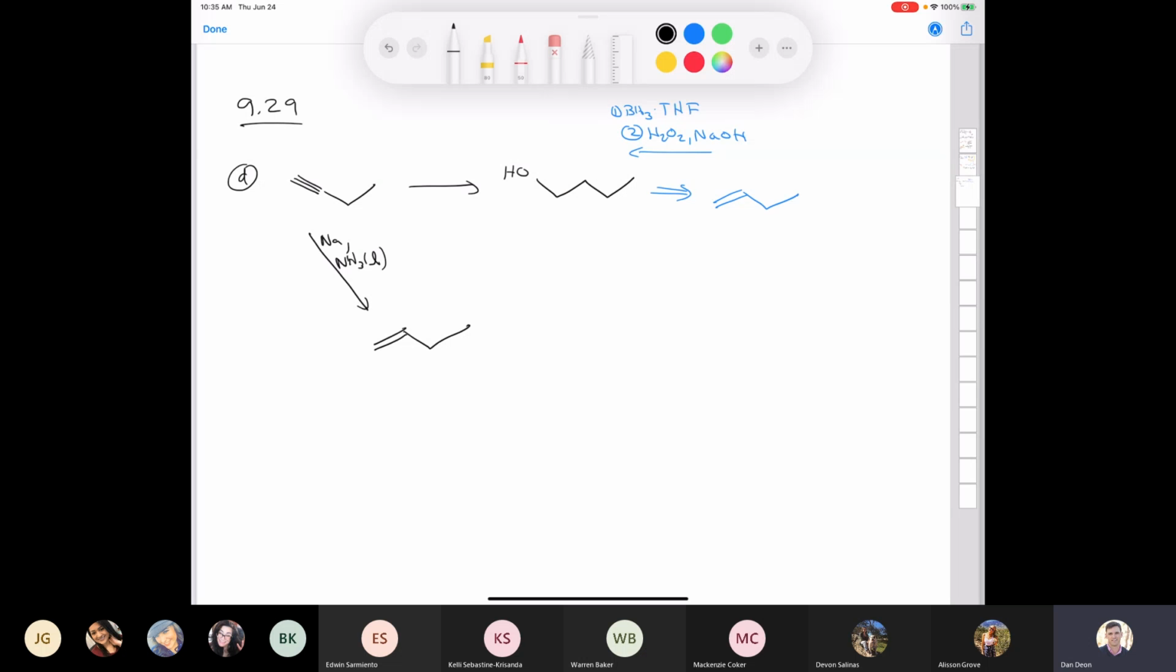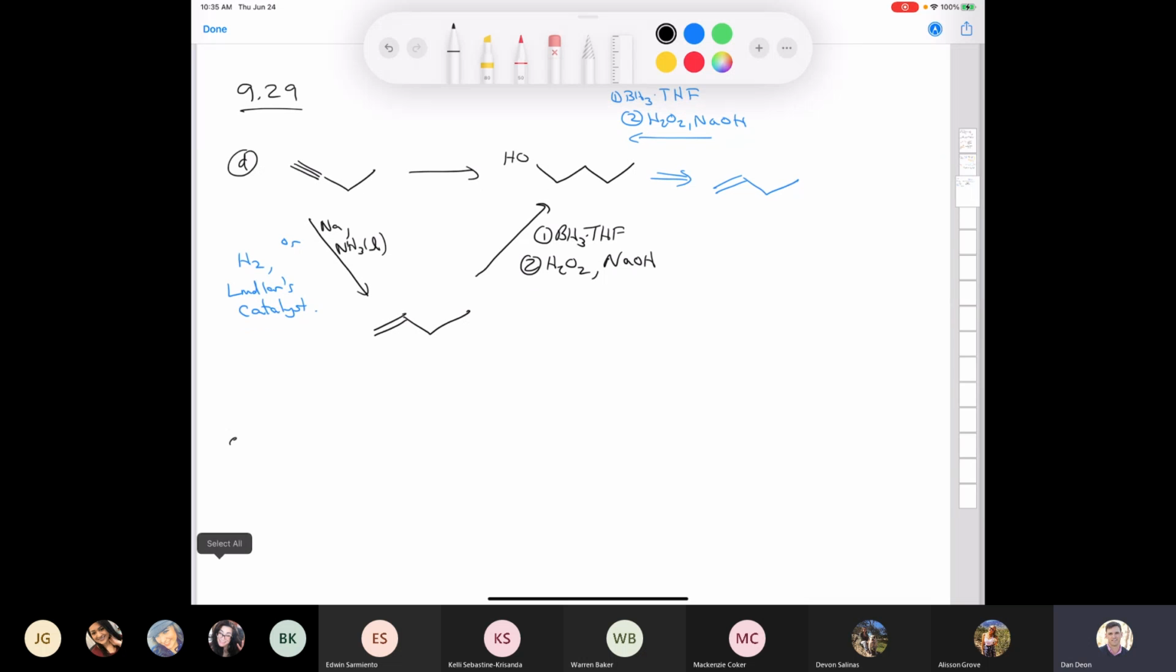But the beauty of this one is that there's no cis or trans when you have a terminal alkene, right? Because you have two hydrogens here. So since there's no cis or trans, you could use dissolving metal reduction, or you could use hydrogenation with Lindlar's catalyst. That will work too, okay? Either way works. So we end up with 1-butene, and then all we have to do is treat it with borane and THF, going back to your Chapter 8 days, followed by peroxide and sodium hydroxide. All right, wonderful. Let's try E.